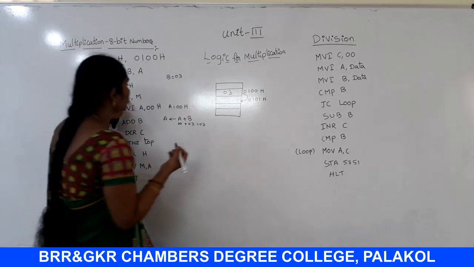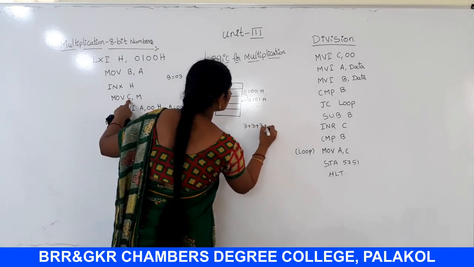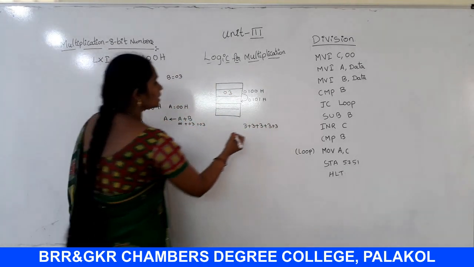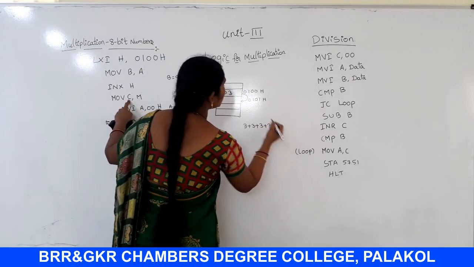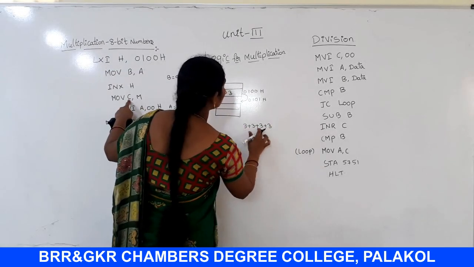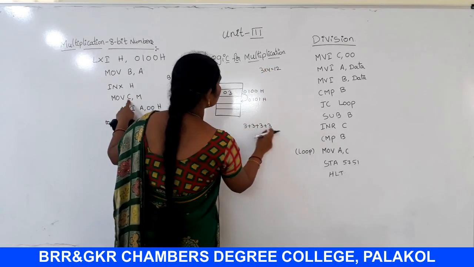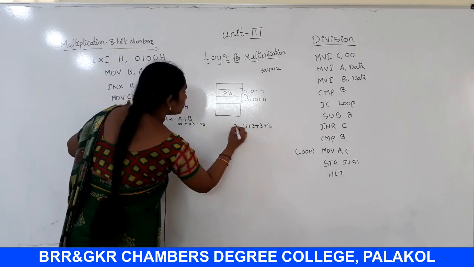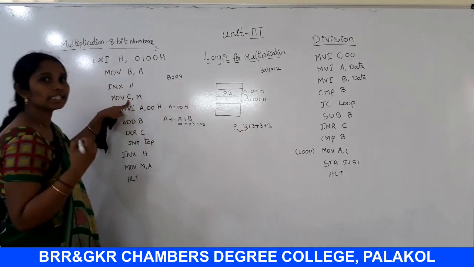That means I consider 3 plus 3 plus 3 plus 3. That means 3 plus 3 is 6, 6 plus 3 is 9, 9 plus 3 is 12. So what I am considering is 1, 2, 3, 4. That is 3 cross 4, that is 12. So that means 1, 2, 3, 4 times. Okay. So the first one is completed. That means 0 plus 3 is completed, so the result is 03.